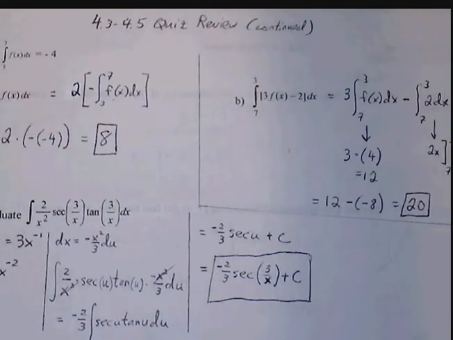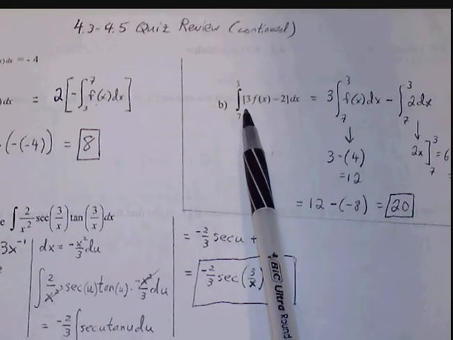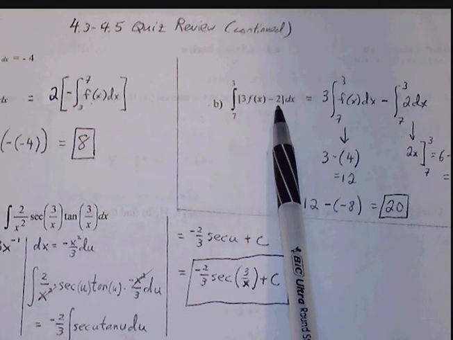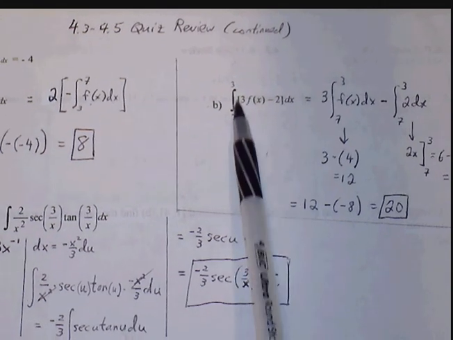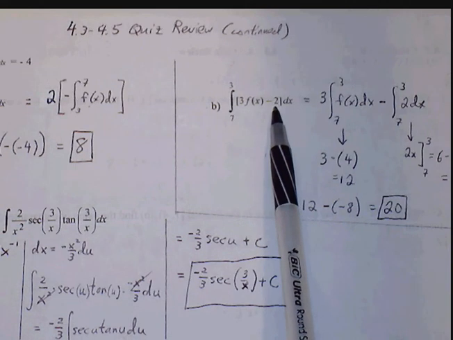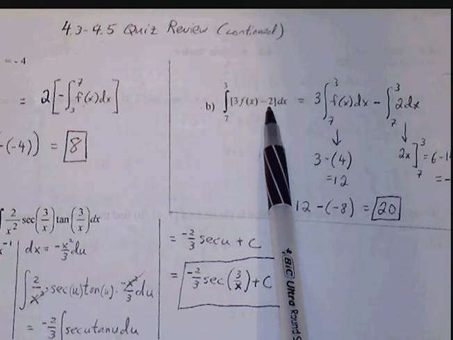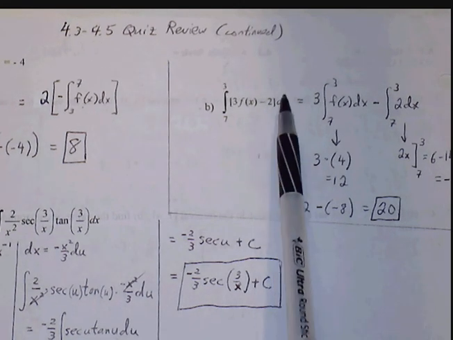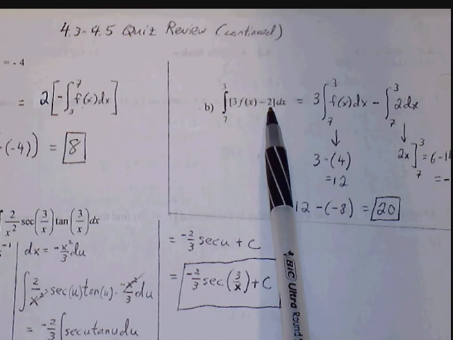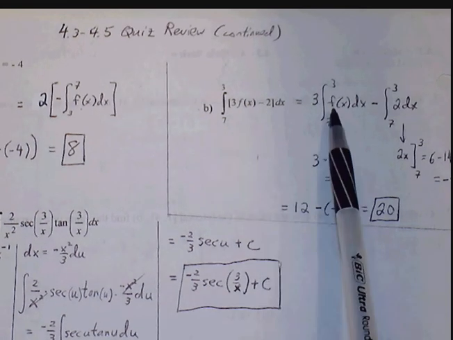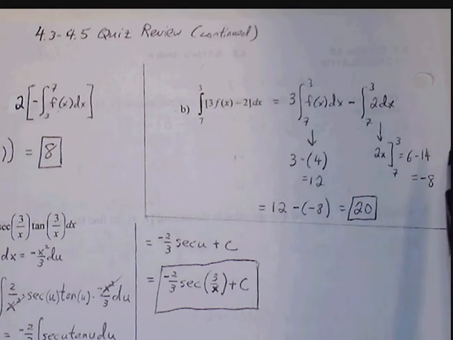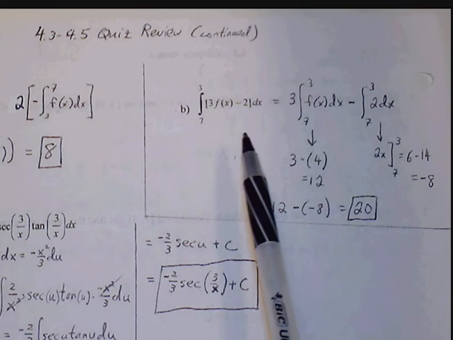Okay, part B, definite integral of 3 f of x minus 2. We can split this up into two separate problems, but remember, this 2 is inside the definite integral, so we have to make sure that we go through the appropriate rule for this value that looks like a constant. So I split this up into two separate terms, or two separate calculations.